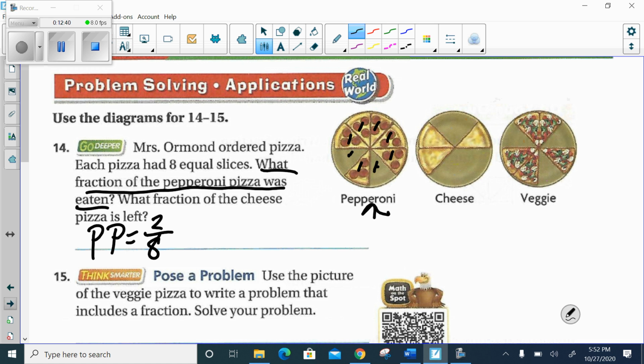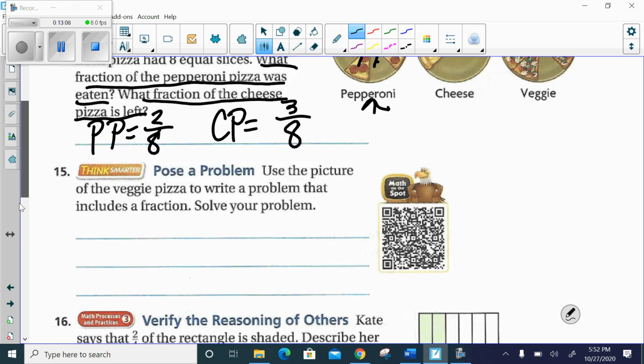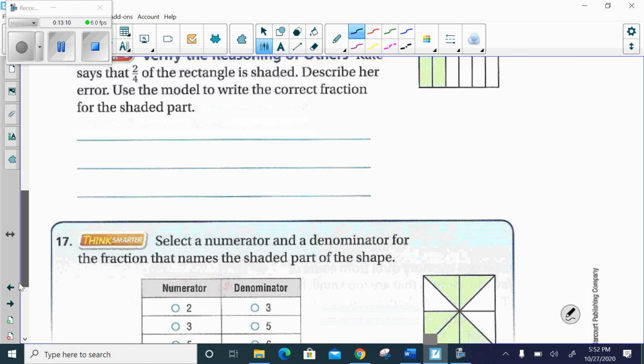Okay. What fraction of the cheese pizza is left? Well, how many slices are left? There's 3 left. 3 out of how many? Well, there were 8, right? They were 8 equal pieces. She still has 3 of those 8. Okay? All right. I'm going to skip that one.